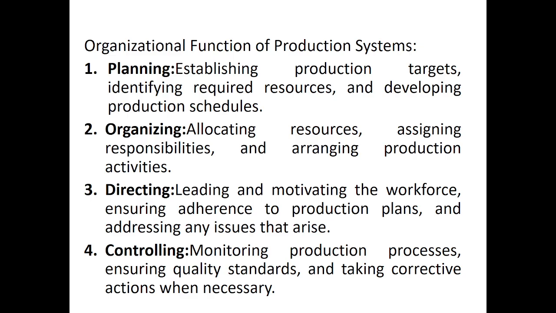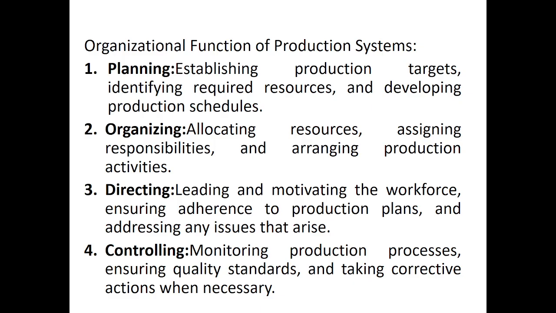Organizational functions of production systems. Number one, planning: establishing production targets, identifying required resources, and developing production schedule. This comes under the planning part. Organizational functions में production system में पहला है planning, which is one of the most important parts. Without any proper planning, कोई भी काम करने के लिए अगर आपका plan तैयार नहीं है, then you cannot come out successful. Everything needs to be planned. What is this? Establishing production targets, identifying required resources, and developing production schedule.